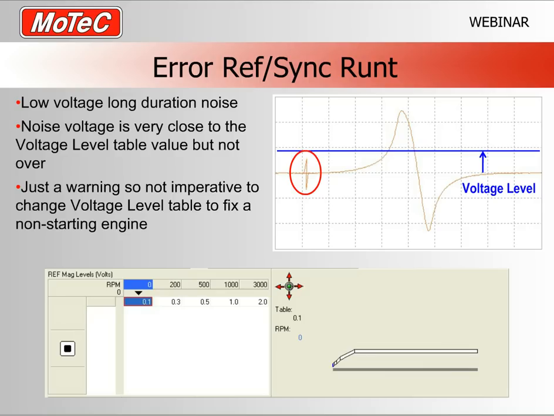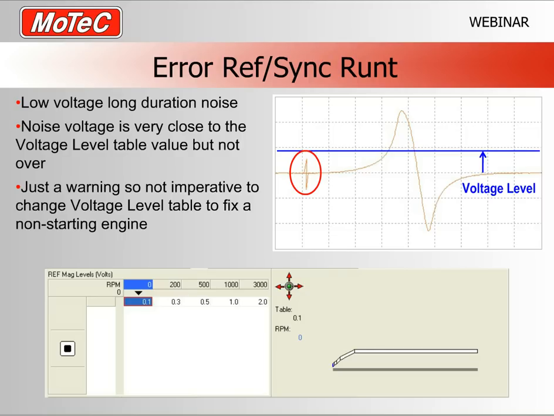For ref and sync runt errors, basically what we're saying is when we set our mag voltage table, so we've set that at our 30% of the halfway voltage. Again, probably need to go back to my earlier webinars. What we're saying is we've got a spike. It might be ignition. It might be a casting mark on the crank trigger. That voltage has gotten close to our set mag level, but it hasn't exceeded it.